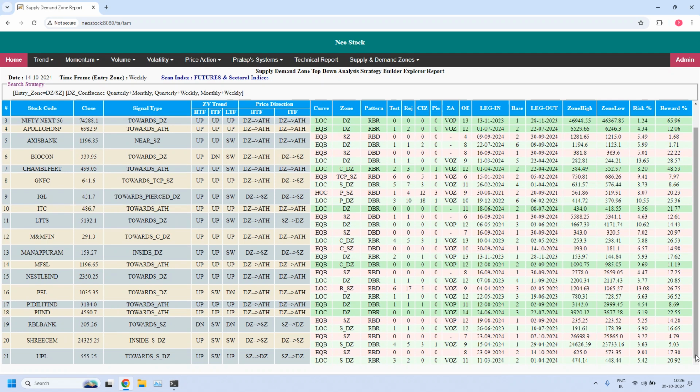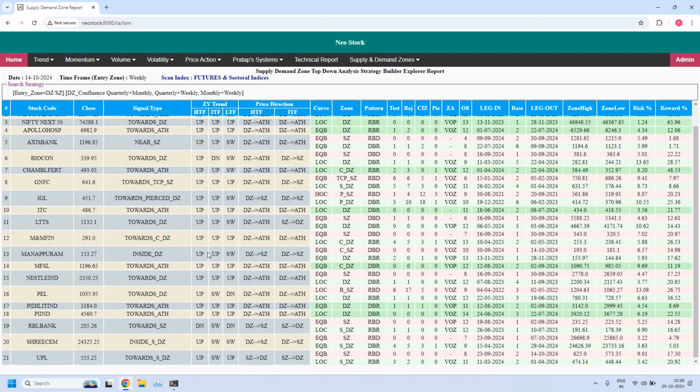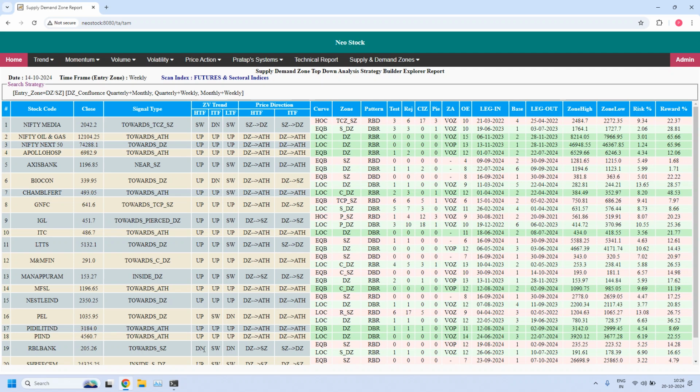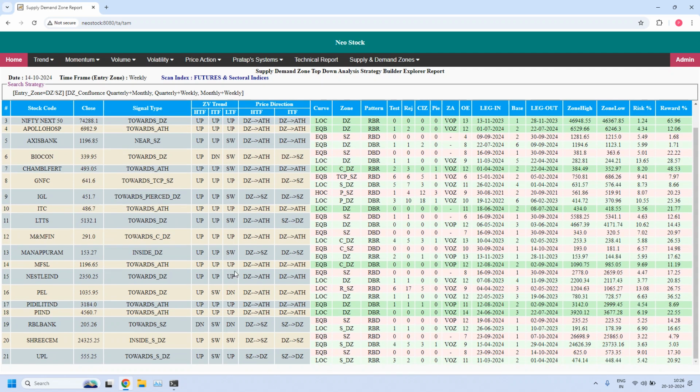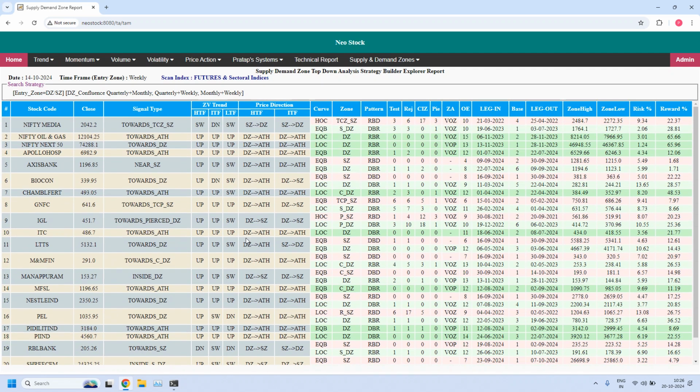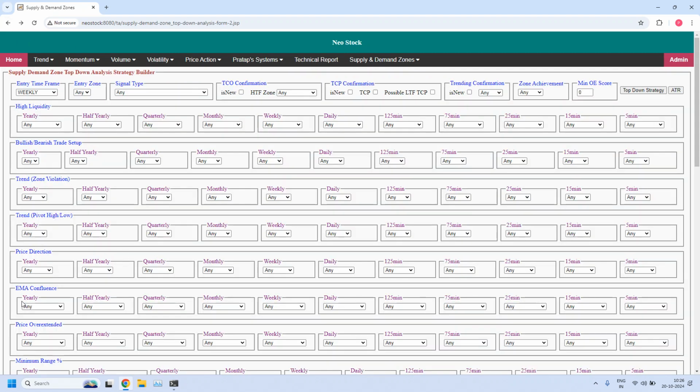You may ask a question: can we find even higher probability within this? Maybe. Because all are part of quarterly related zones, because weekly is part of monthly, both together part of quarterly. If quarterly zones are having quarterly EMA confluence, they might be high probability. Let us check to further filter on the EMA confluence at the quarterly time frame. Why quarterly? Because the weekly zone is part of monthly, both together again part of the quarterly. If the quarterly demand zone is having quarterly EMA confluence, they might be high probability setups.